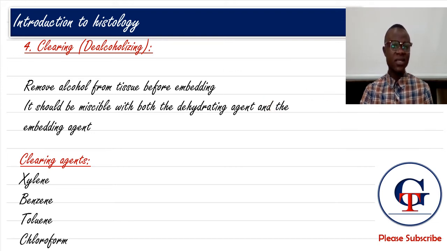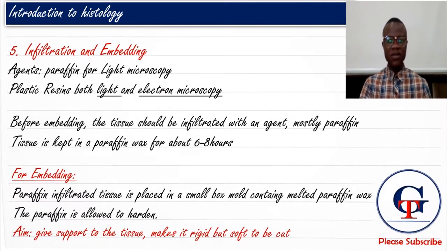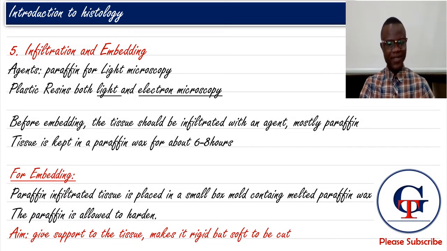With that, these are some few examples of clearing agents that are widely used. We have the xylene, we have the benzene, the toluene, and the chloroform. Let's now move on to look at the next step of this process of preparing our tissue. Next is the process of embedding, and also we have infiltration here.